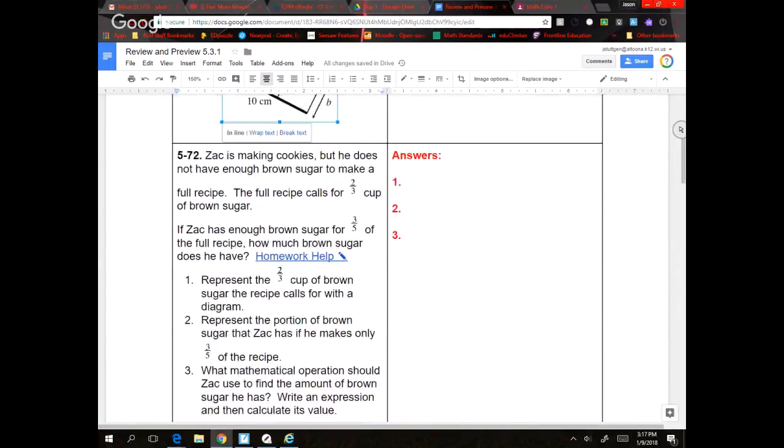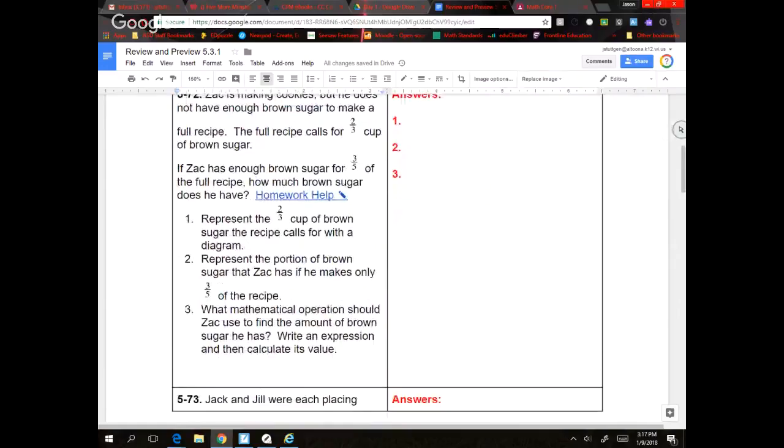Next one, 72. Okay, this is dealing with fractions again. The recipe calls for 2/3 cups of brown sugar, and you only have 3/5 of that. So again, I'm just going to write this up here to solve this. I have 3/5 of 2/3. And remember, we talked about the word "of" means multiplication with fractions.